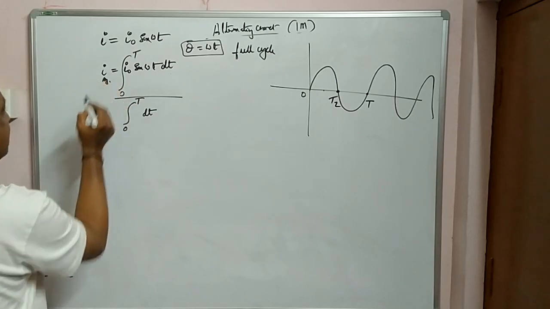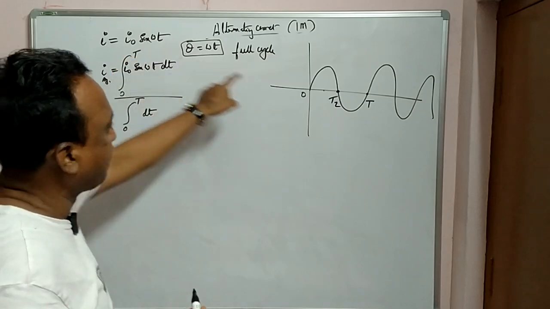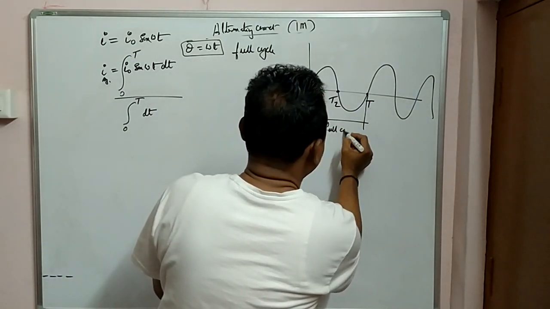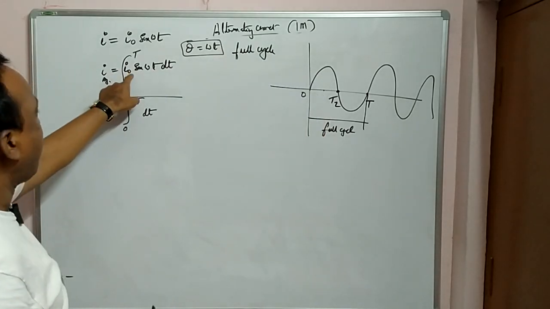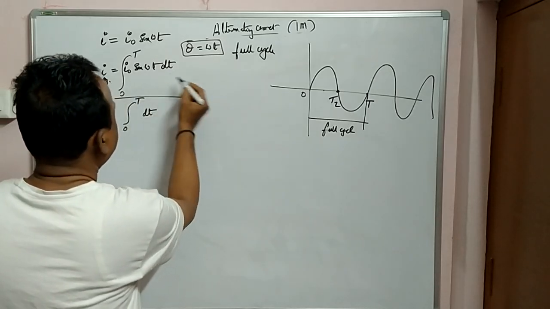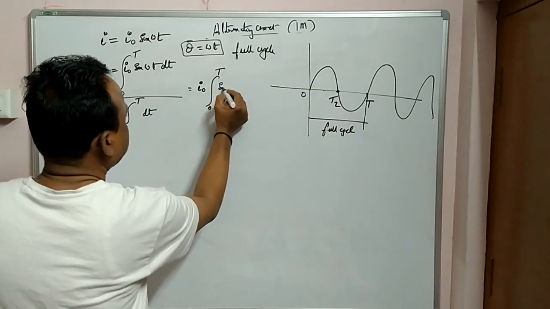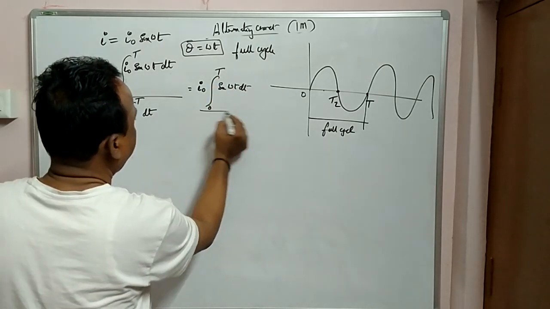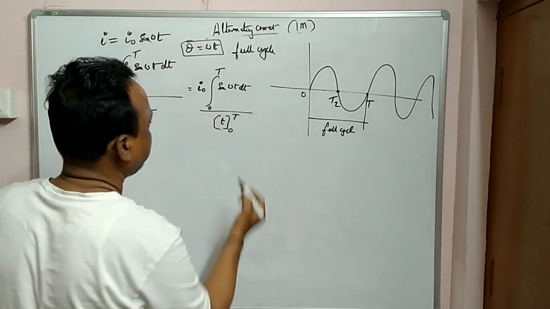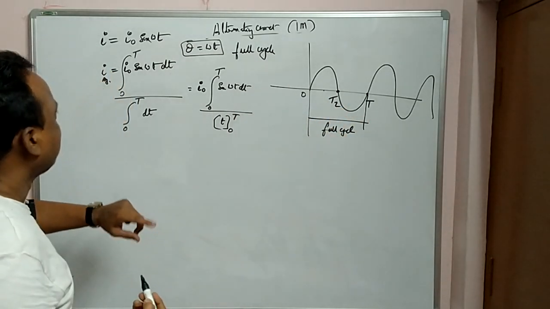So this is I average. How will you get I average? Integral 0 to capital T, because it is a full cycle. This is the full cycle. So I0 sin omega t dt from 0 to T. How do you do this? See, take I0 constant outside, integral 0 to T of sin omega t dt, divided by integral of dt, with limits 0 to T, because it's a full cycle. Okay, for a full cycle the limits vary, for a half cycle the limits vary, for the sine function.